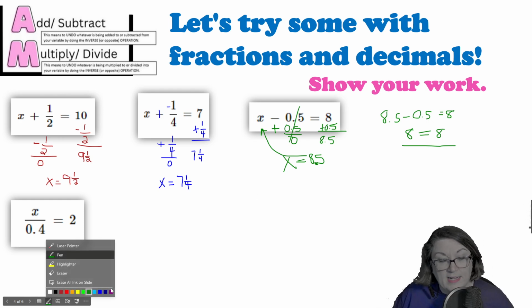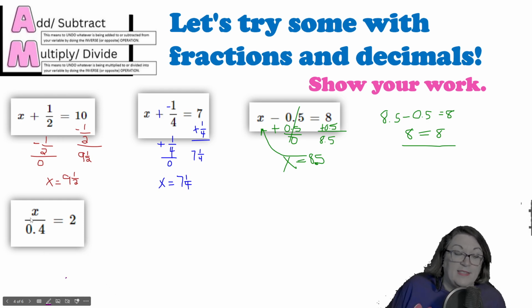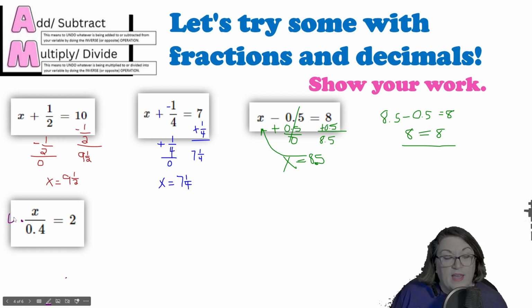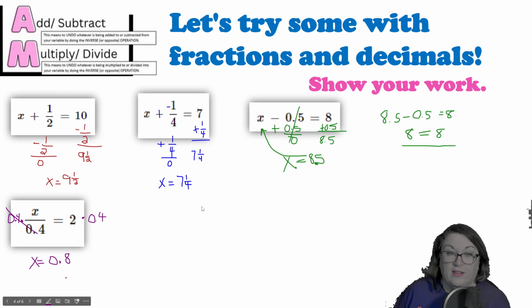All right, we have one more, and that is this one down here. We have x divided by 0.4, and we are going to multiply to get rid of that division, because multiplication is the inverse of division. And again, when you multiply a number that's in the denominator by that same number, you're going to cancel that out and just leave yourself with 1x. And 2 times 0.4 on the right side of that equation is going to give us 0.8. And of course, you can work this out with your Desmos calculator if necessary.